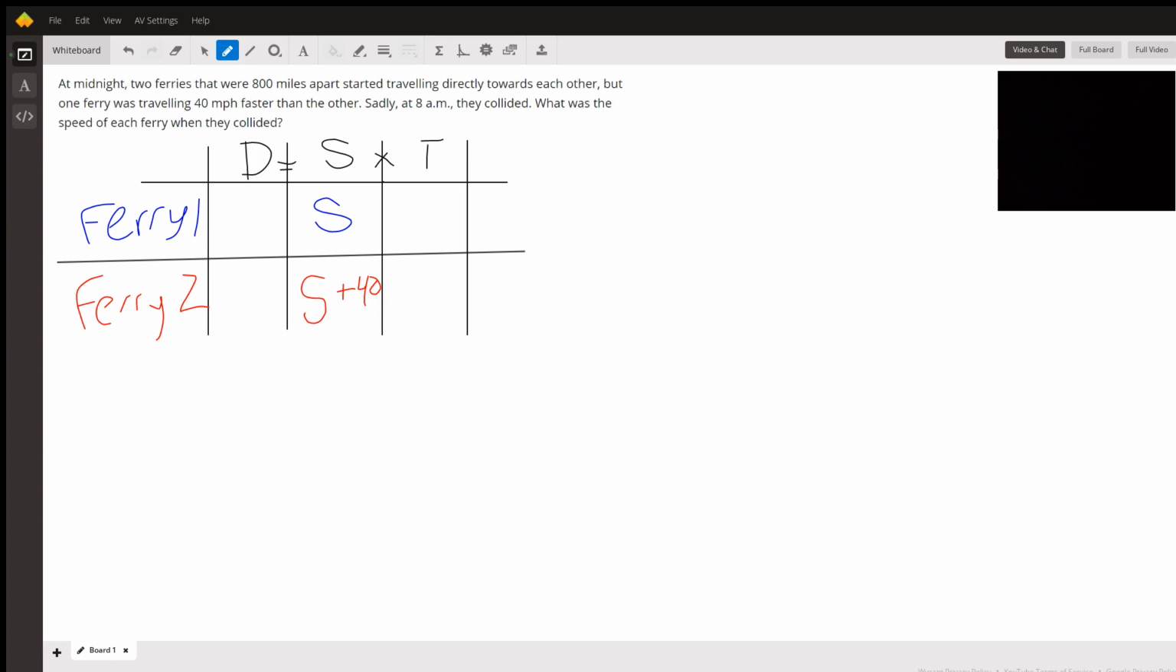So now we have our speed. Ferry 1 has a speed of S, we don't know what it is. Ferry 2 has a speed of S plus 40. Remember, we only want to enter in speed and time, never distance. So let's try to figure out time.